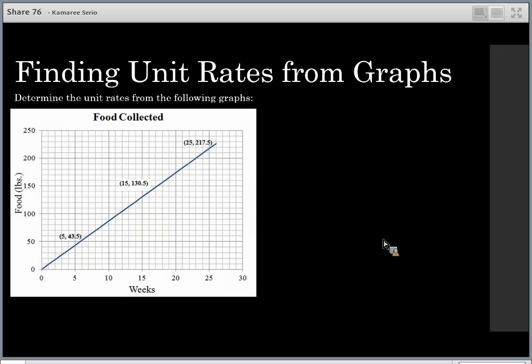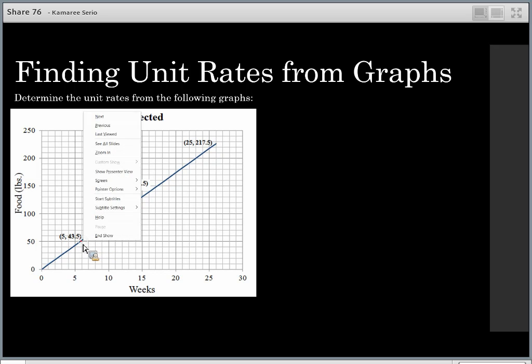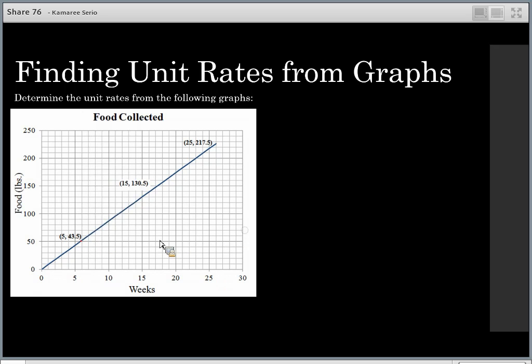Okay, so now let's look at some unit rates that have decimals. This graph has coordinate pairs for us. This dot looks like it's right there. So it tells me that I have a 5, 43.5. Hopefully by now you should have y over x memorized. y over x, y over x, y over x.